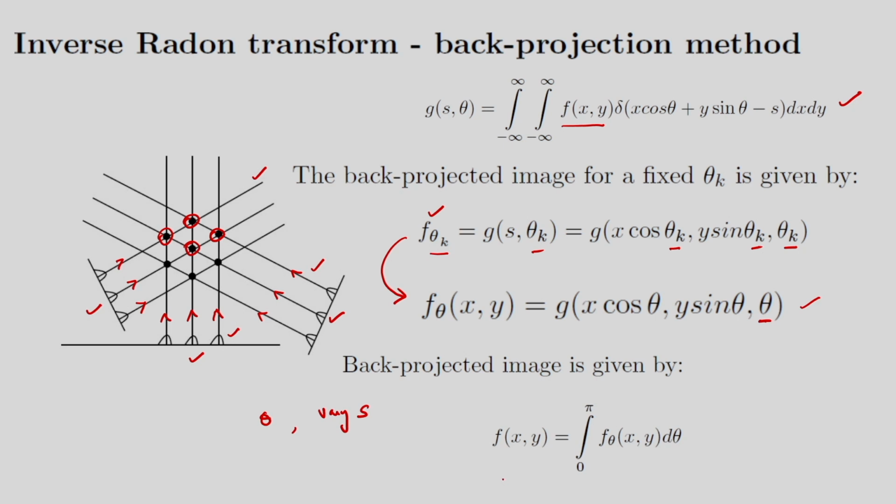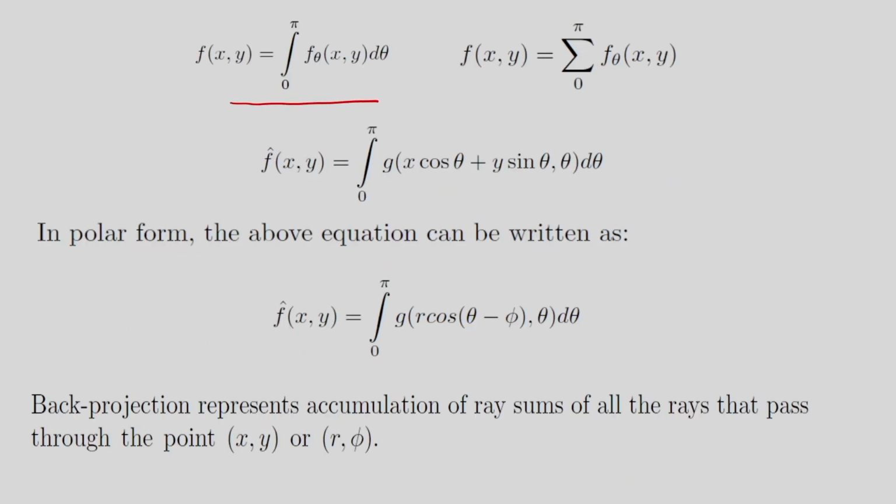Ultimately, the back projected image f(x,y) I can determine by using this expression, because theta varies from 0 to pi. So for all the angles I am considering, I am determining f(x,y). And if I consider discrete values, theta 1, theta 2, theta 3 like this, then instead of the integral I have to consider the summation. If I consider only the discrete directions, then the approximate reconstruction is given by this expression: the integral from 0 to pi of g(x cos theta plus y sin theta, theta) d theta.